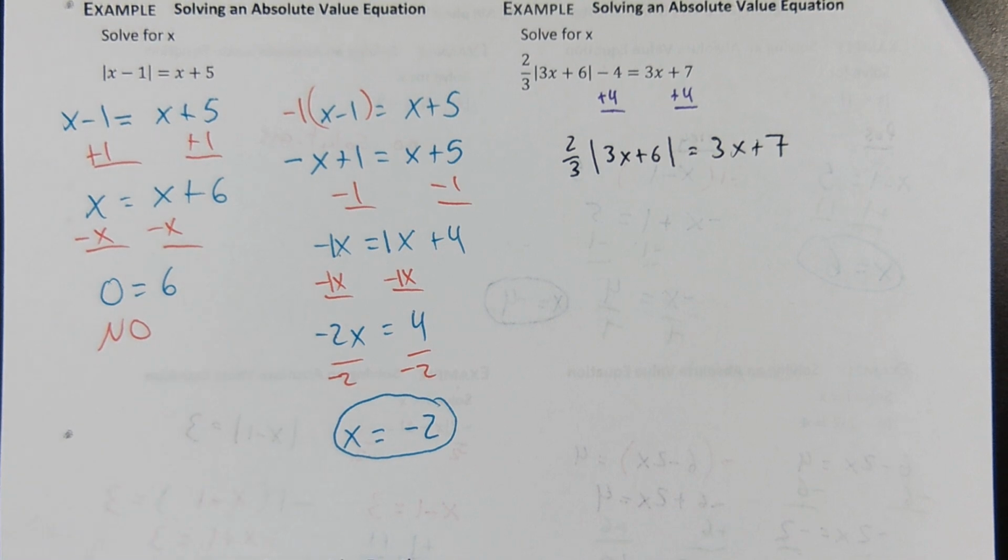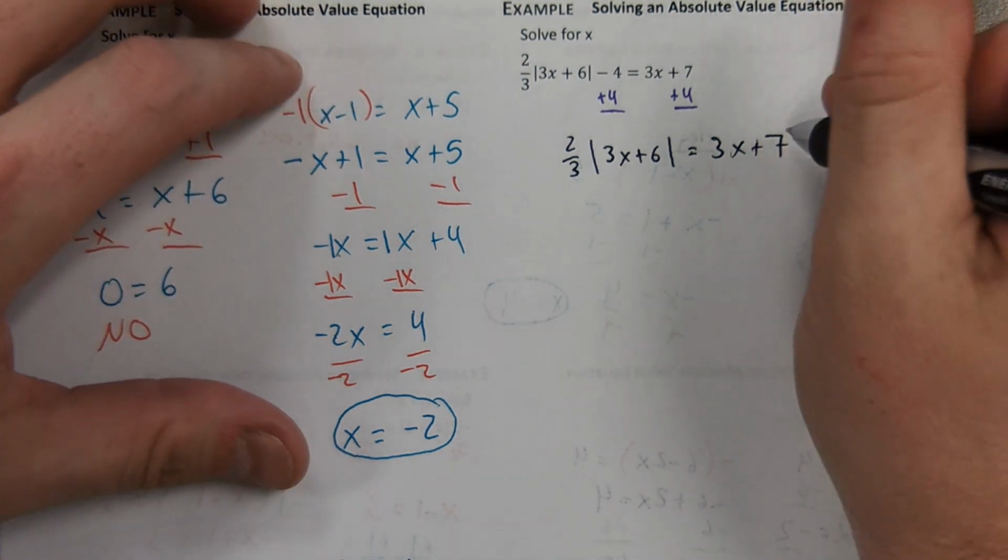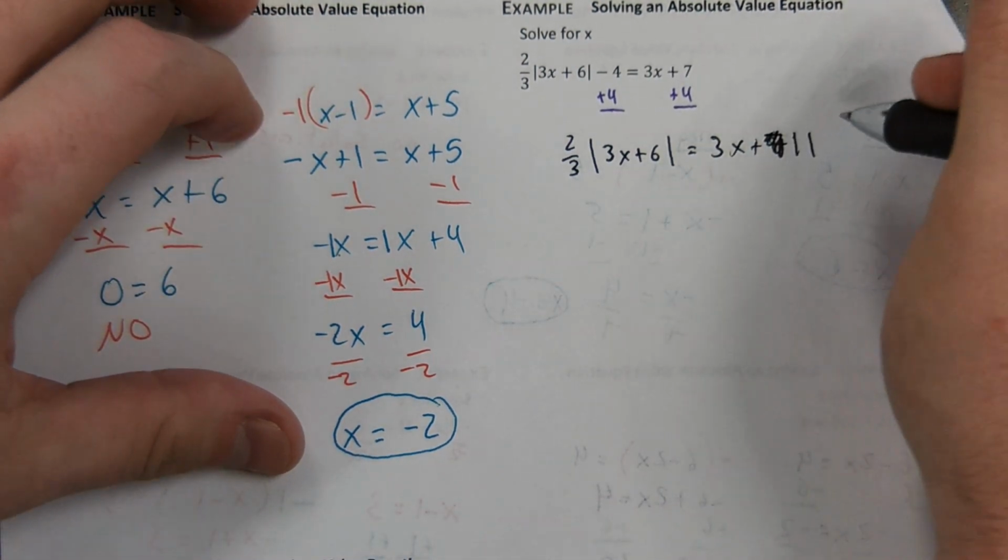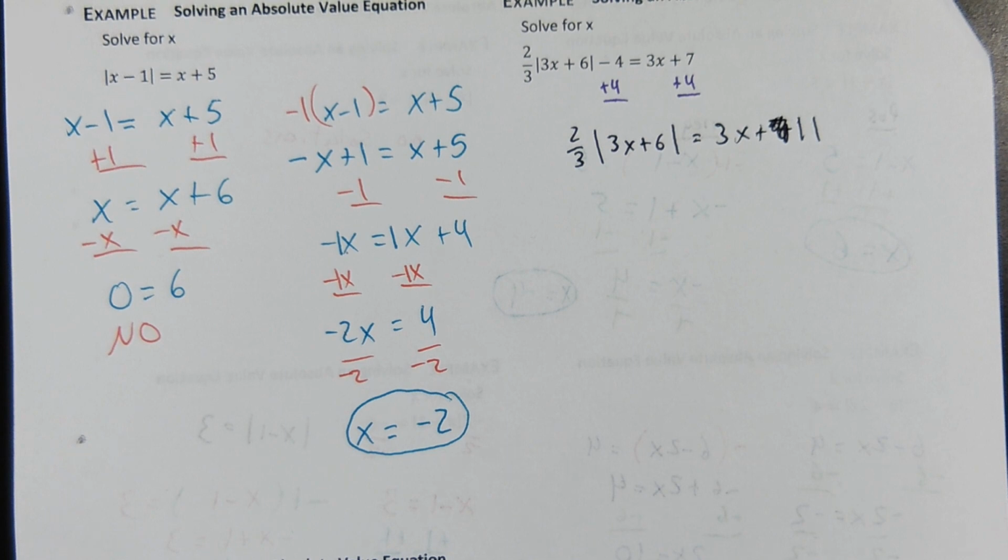Yes, sir? Crud. I wrote +7, didn't I? Well, at least we caught it early. Thank you. Yes, 7 + 4 is definitely 11.